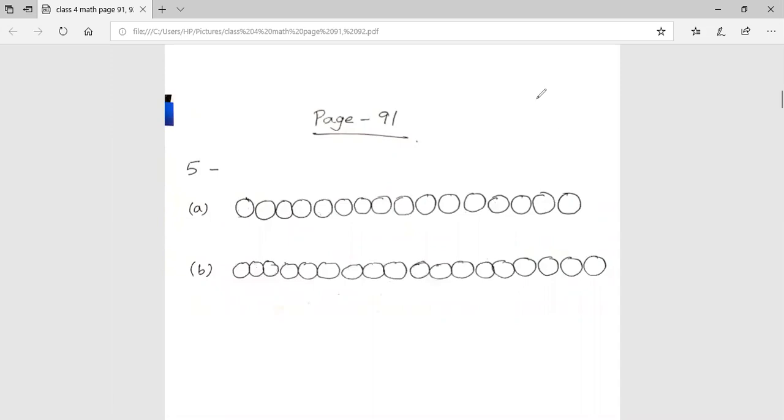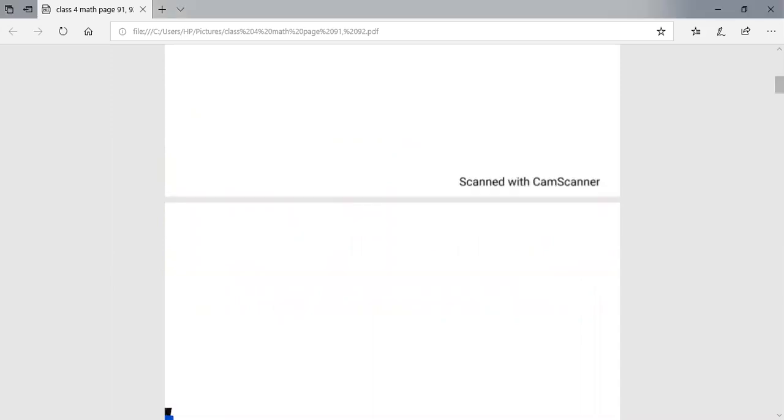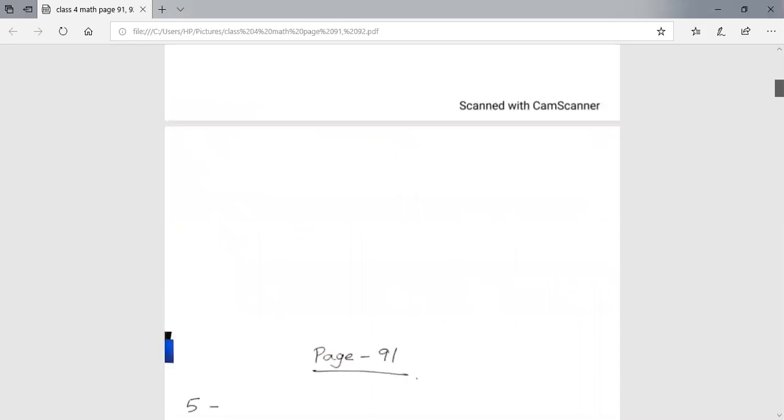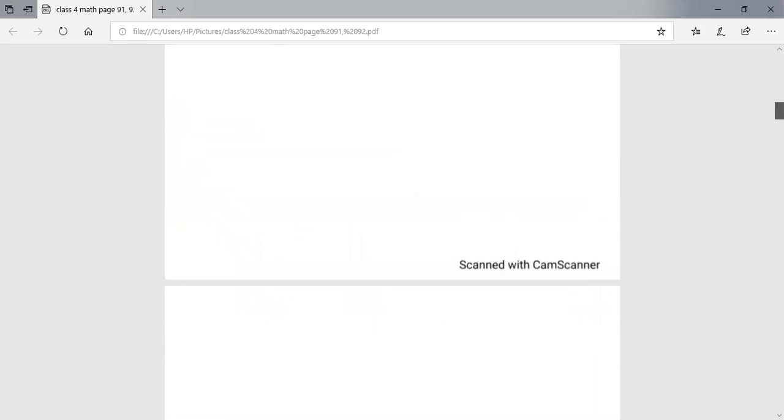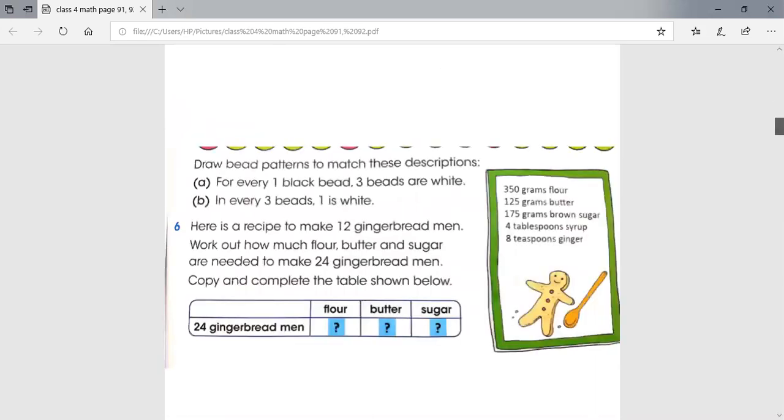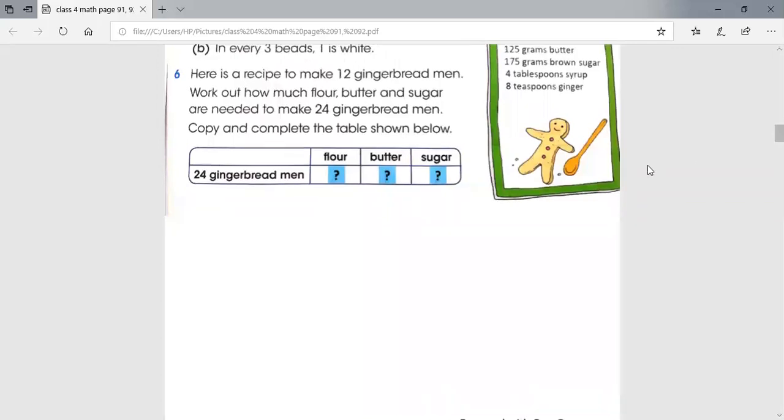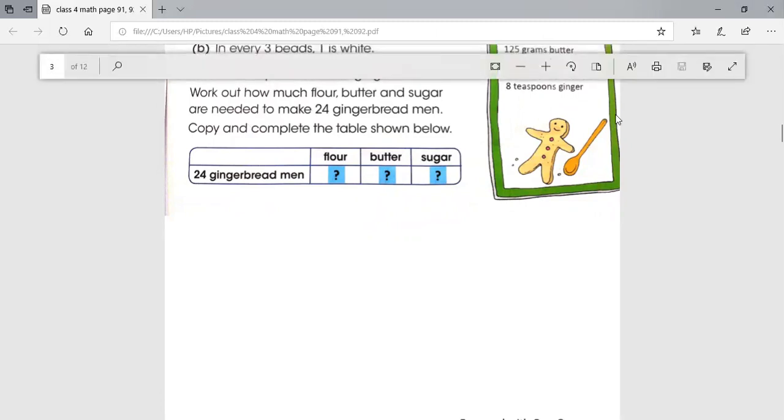Question number two. Next question. Here is a recipe to make 12 gingerbread men. This is a recipe for 12 gingerbread men.